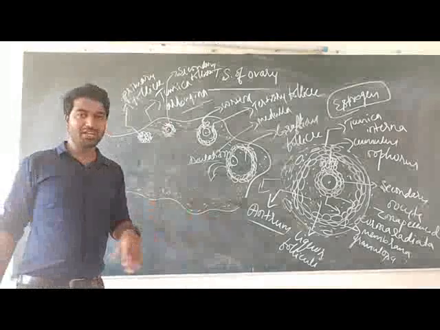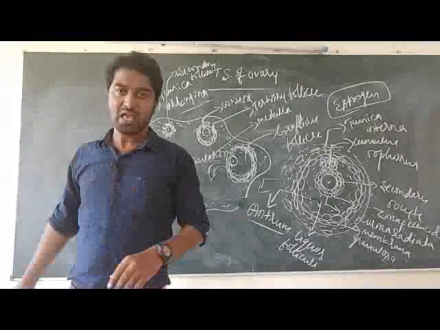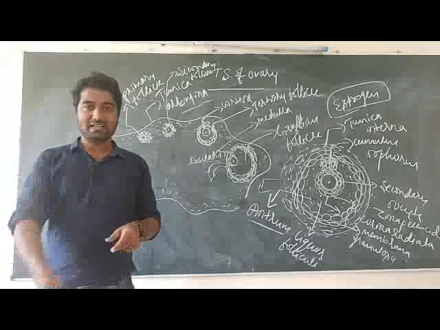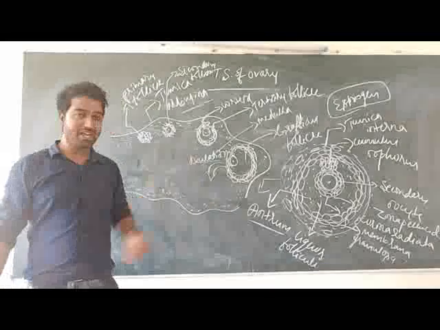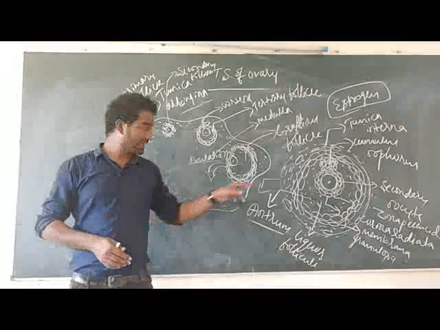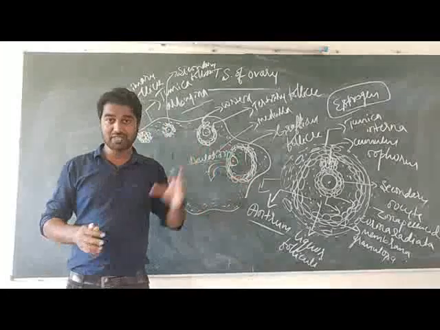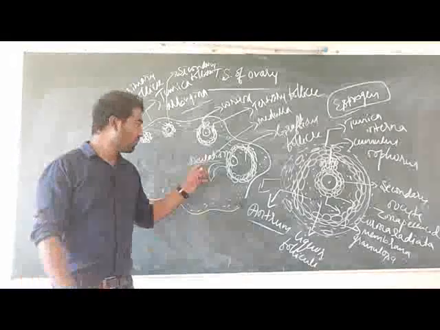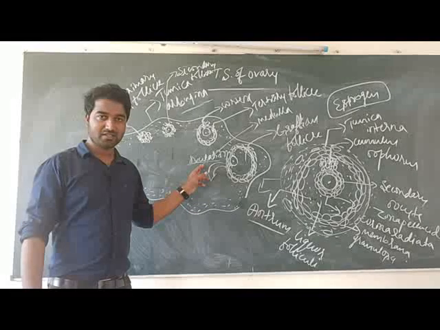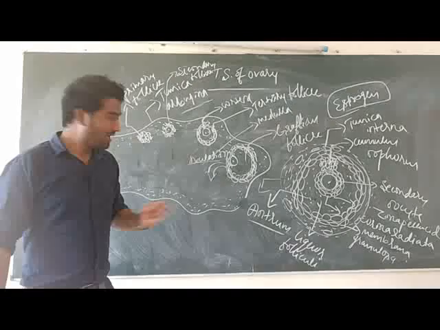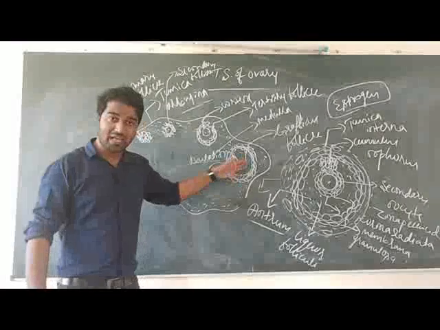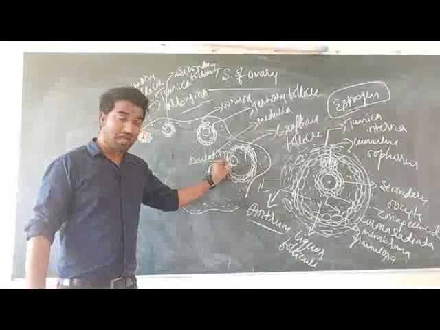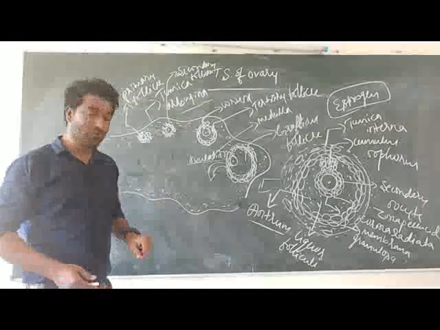This is a 1 mark question for your theory exam. What is ovulation? Dear students, take the definition for ovulation: release of secondary oocyte from the matured Graafian follicle. That process is known as ovulation. Clear? That means the follicle gets ruptured and releases the secondary oocyte.